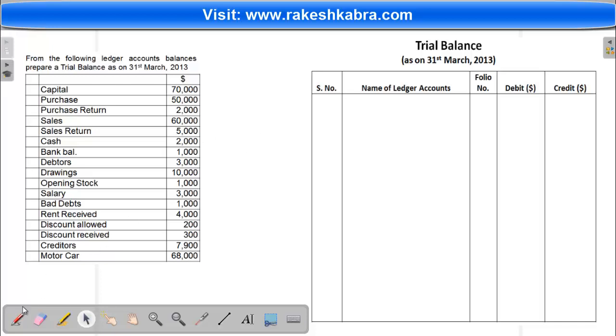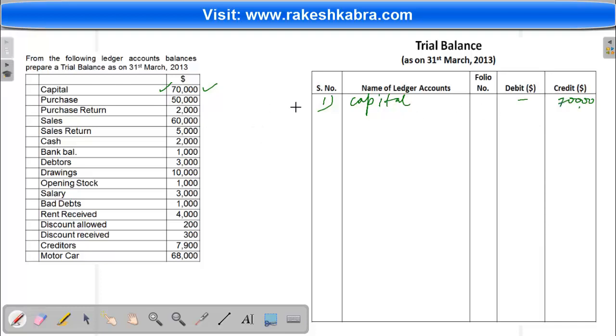Now see, I am going to prepare the trial balance. In the question, which is the first account? First I will put the serial number, then the name of the account, capital account. And what is the balance amount? 70,000, isn't it? Now tell me, is it a debit balance or credit balance? Yeah, credit balance. Because the owner is giving the money, so credit the giver. So we will write this amount in the credit column.